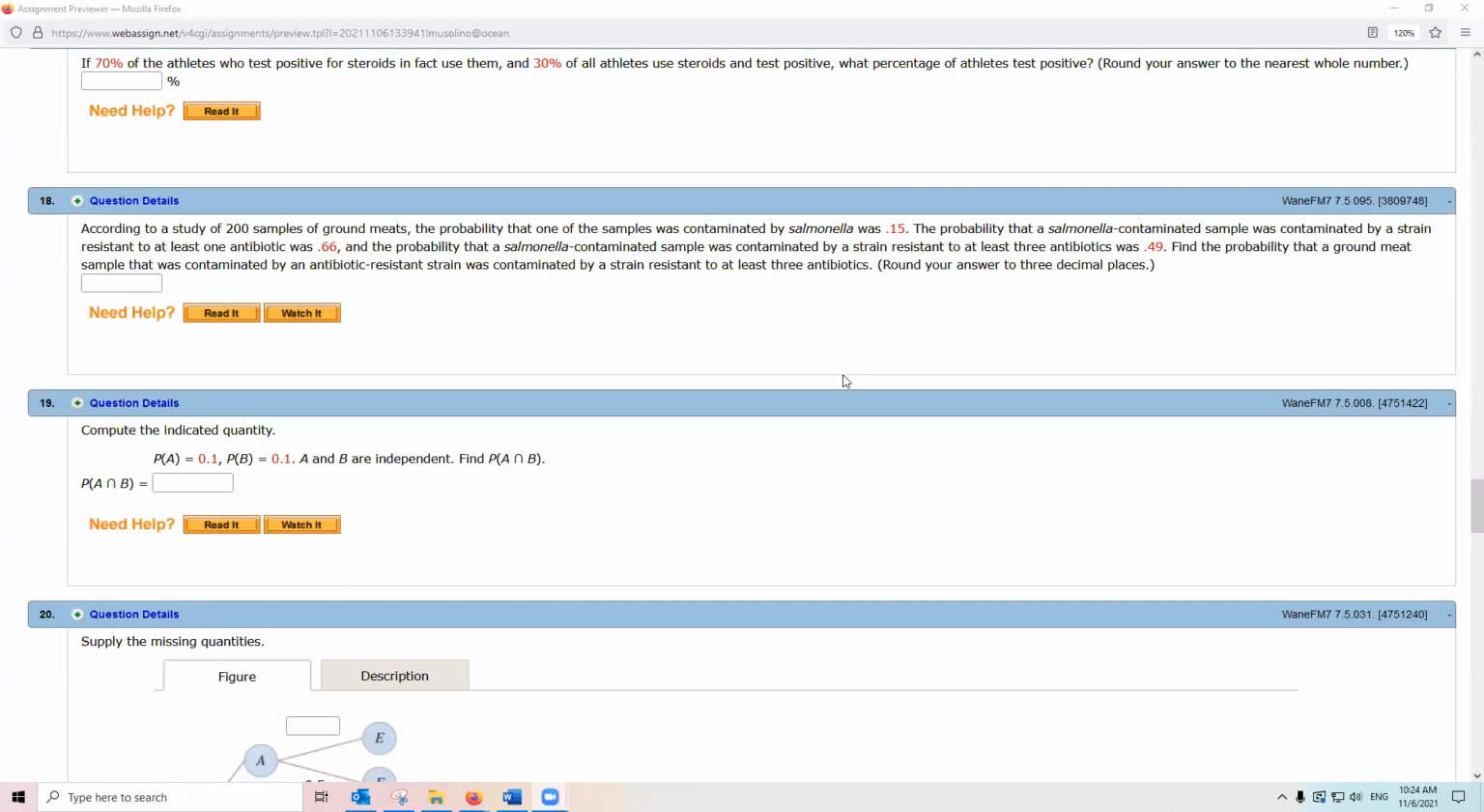Let's see. Number 19 is another question. I think number 19 is straightforward because number 19 is saying, what's the probability of A and B? But they're telling me the events are independent. So remember, the formula we use here is just probability of A times probability of B. That's just 0.1 times 0.1. So that's going to be 0.01 for that one.